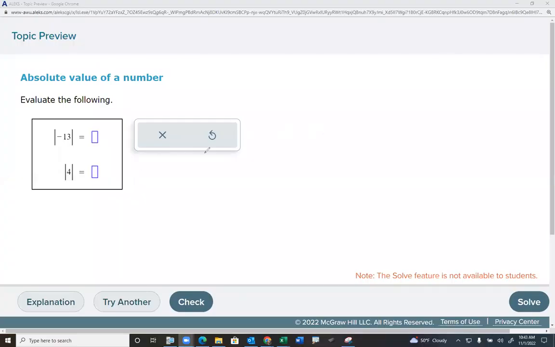Okay, absolute value of a number. So you see these goalposts here? Those are called absolute value bars. Anything inside magically gets turned into positive. So I've got the absolute value of -13. That magically gets transformed into 13.